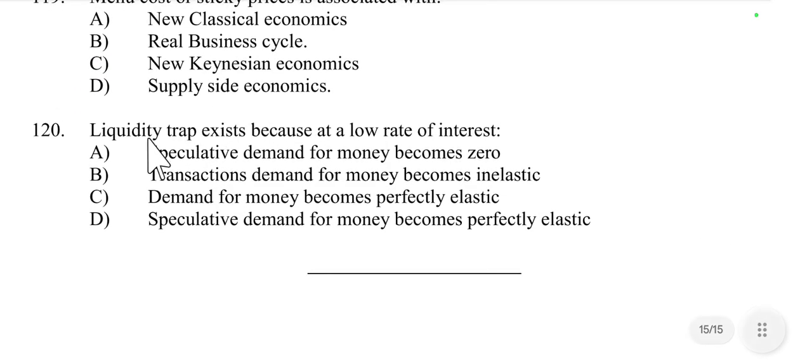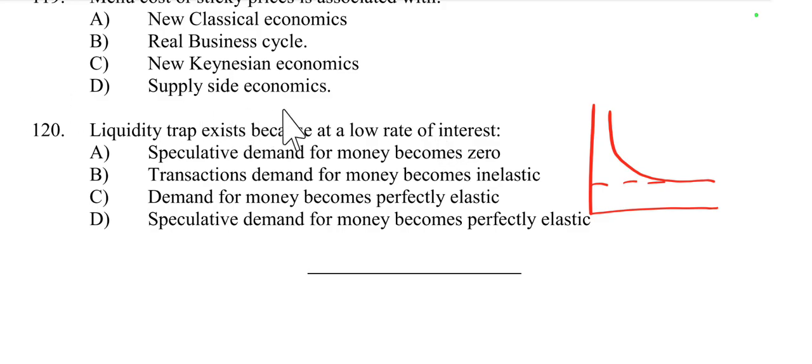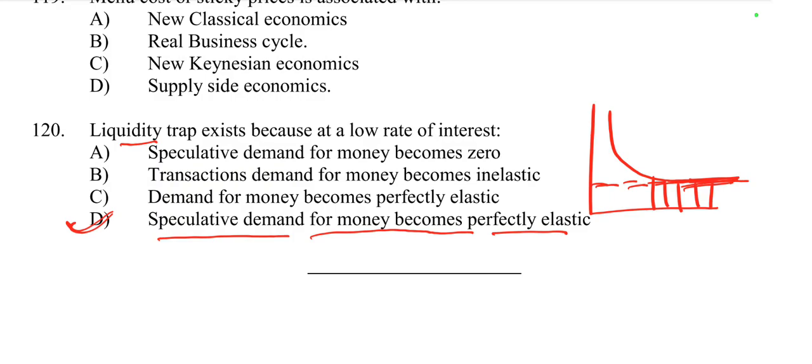Then today's last question, liquidity trap exists because at a low rate of interest: speculative demand for money becomes zero, or transaction demand for money becomes inelastic, or demand for money becomes perfectly elastic, or speculative demand for money becomes perfectly elastic. Yes, liquidity trap is generally related with speculative demand. In a liquidity trap, speculative demand for money becomes perfectly elastic.